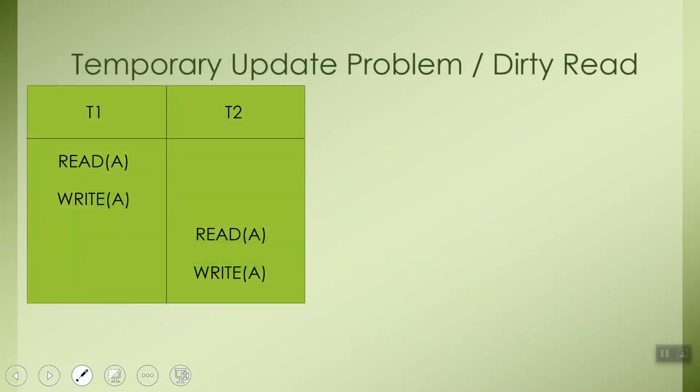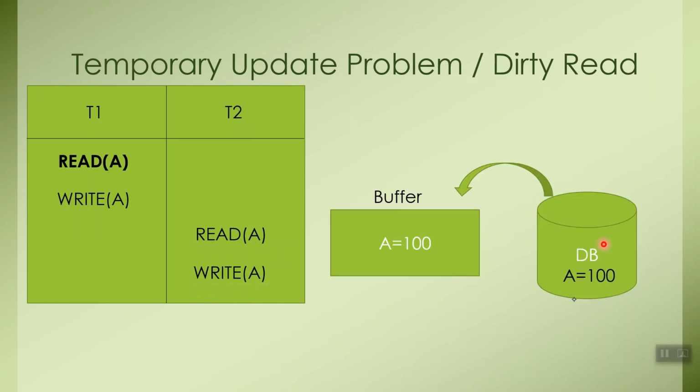Now there are two transactions, transaction T1 and transaction T2, which form a schedule. Now T1 is going to read the data item A, then write the data item A, followed by the transaction T2, which is again going to read the value of data item A and then write the value of data item A. So the value of A from the database is being read into the buffer in the main memory. The initial value of A is 100 over here.